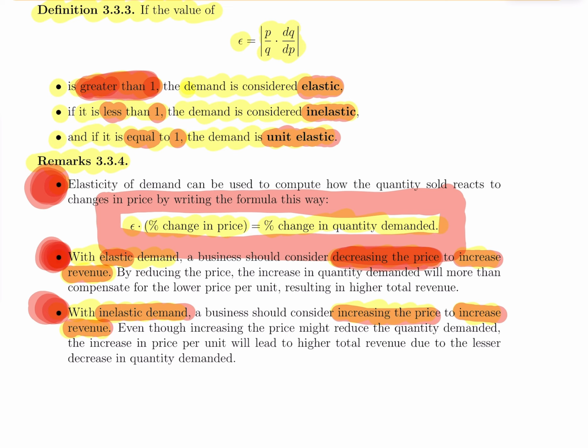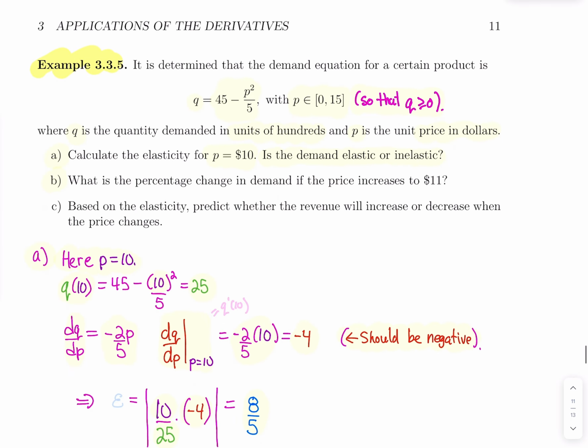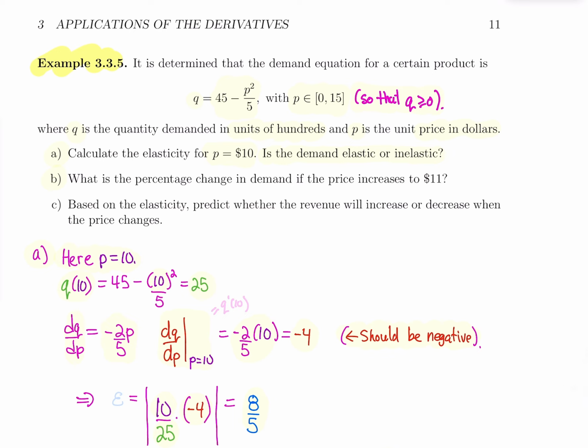And the best way to assimilate this formula for elasticity, how you can use that number, and what you should do as a business, should you increase or decrease the price, is to do some examples. All right, our first example: suppose the equation of demand is given by Q equals 45 minus P squared over 5. And suppose this equation is defined for P between 0 and 15. Here, the interval is given just to make sure that the quantity of this equation is always positive. So our model needs to work for positive quantities.